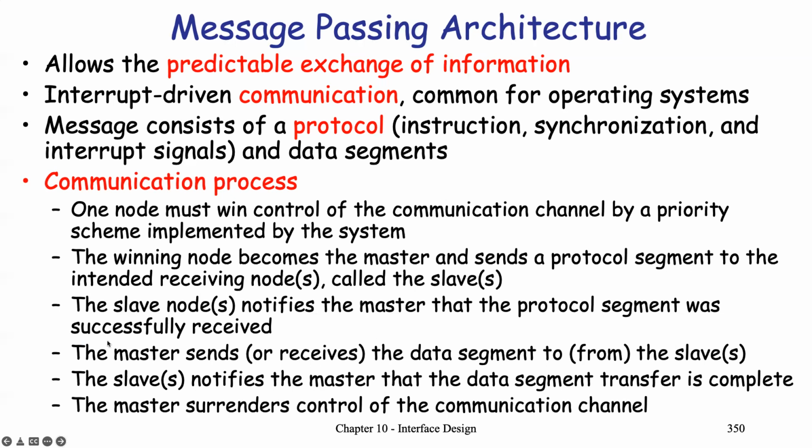So you have the transmitter, you have the receiver, and the master sends or receives the data segment to the slave, and the slave notifies the master the data segment was complete. So there's an agreement that, yes, we're ready to communicate. Then you actually have the communication, and finally the master surrenders control of the communication channel.